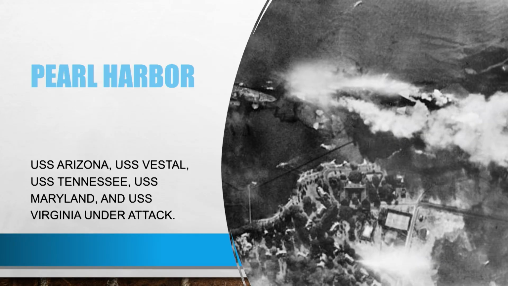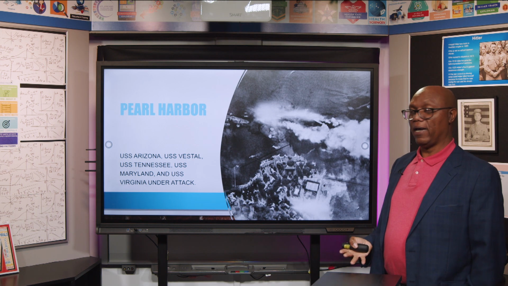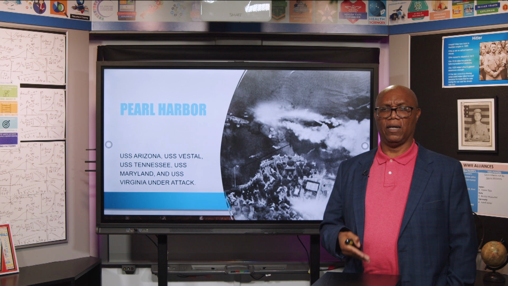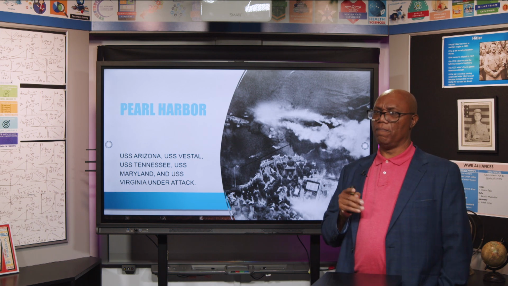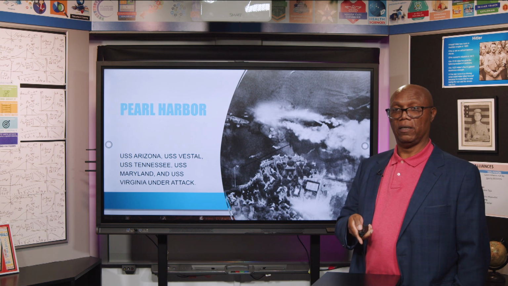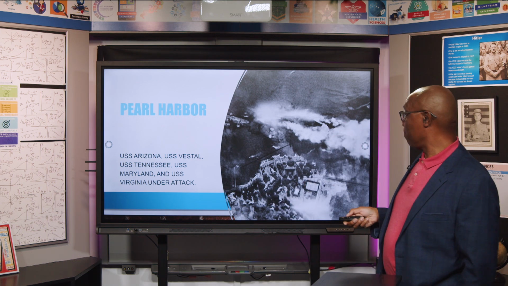Here you see a picture of Pearl Harbor. You see the USS Arizona, USS Vestal, USS Tennessee, USS Maryland, and USS Virginia under attack. The only ones of this particular group that sustained enough damage that they weren't used during or after the war were the USS Arizona, along with the USS Oklahoma and the USS Utah. I think the USS Oklahoma or the Utah, one of the two, made it and was able to be refurbished and reused, but two of those three did not make it.